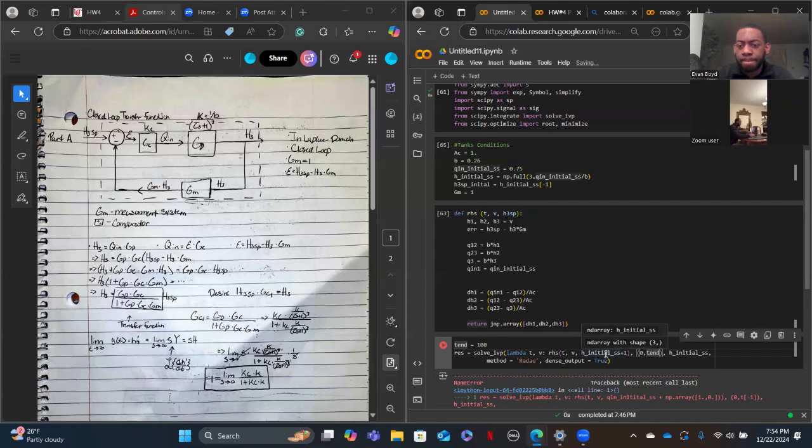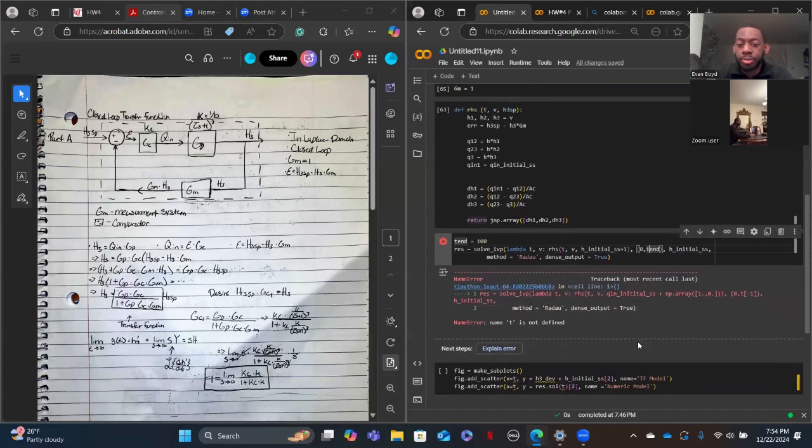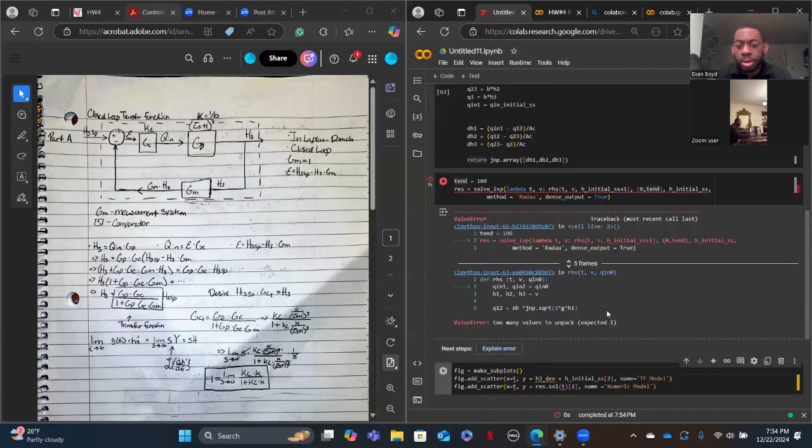The 10, we changed our time because now it's 0 to 100 from our 10. Our initial height is still our initial. Then the method is still the same, and this output is true because it's a continuous function. Restrict the time, of course, but we shift enter, too many values unexpected.